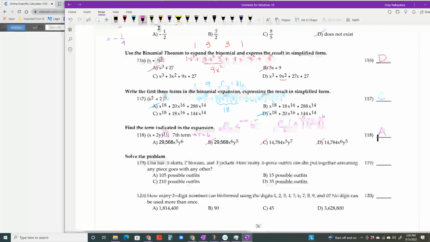All right, 119, excuse me. Lisa has 5 skirts, 7 blouses, 3 jackets. How many 3-piece outfits? This is the fundamental counting principle. 5 times 7 times 3 is 105. And 120. How many 2-digit numbers can be formed using those digits? If you cannot use a digit more than once, I have 10 choices for the first one, 9 for the second one.